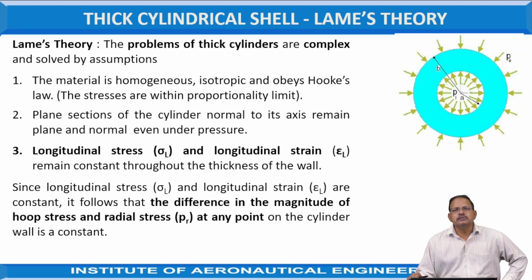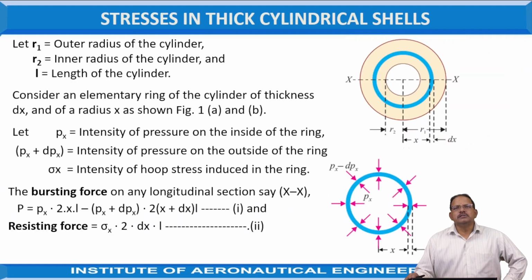Since the longitudinal stress and the longitudinal stress are constant, the difference in magnitude of the hoop stress and the radial stress Pr at any point of the cylinder remains constant. Based on Lame's theory, here is the determination of circumferential stresses as well as the radial stresses induced in thick cylinders. For determination, let R1 represent the outer radius of the cylinder.